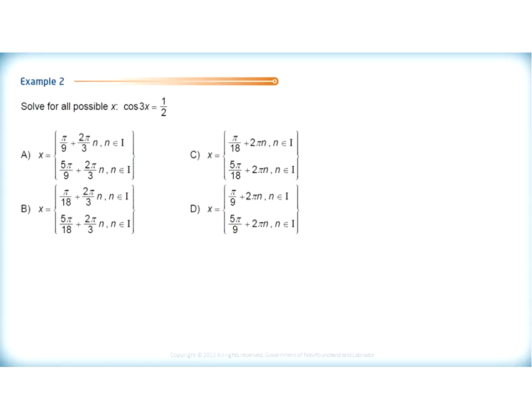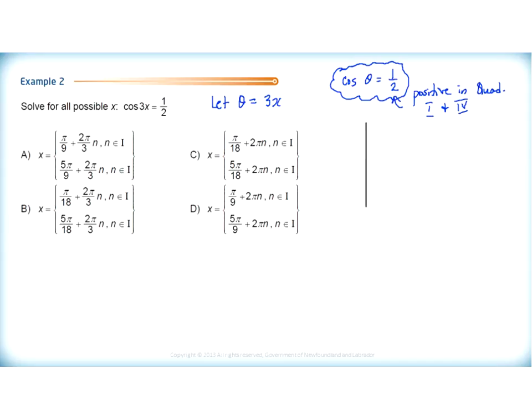In the next example, we are asked to solve for all possible x, where cosine of 3x is equal to 1/2. In order to determine this solution, let's let theta equal 3x. So then we have the cosine of theta is equal to 1/2, and that is an equation that we recognize from Chapter 4. Note that cosine is positive in quadrants 1 and 4. So this time we can use special angles around the unit circle to determine our solution.